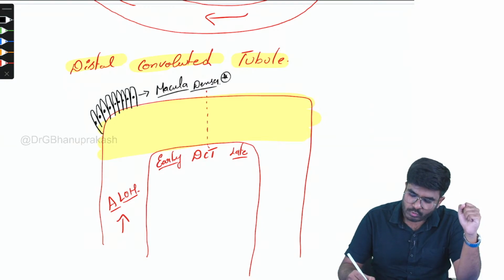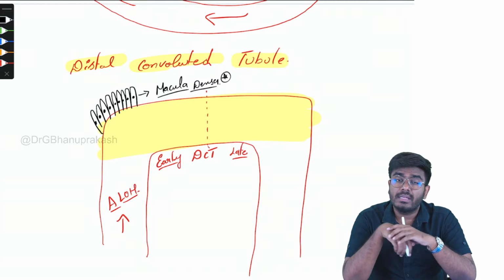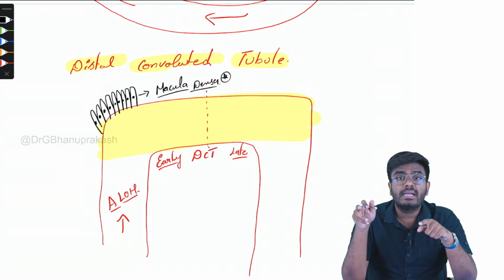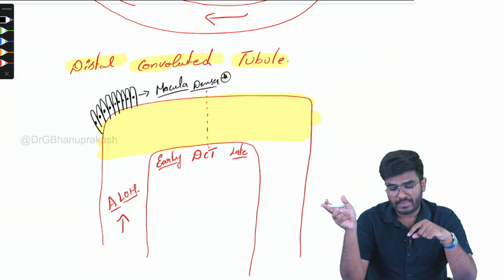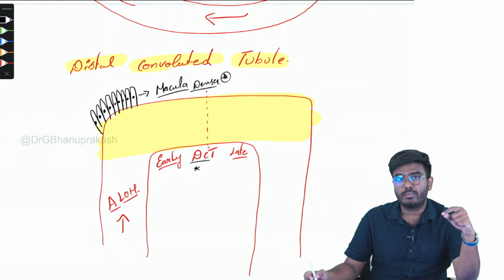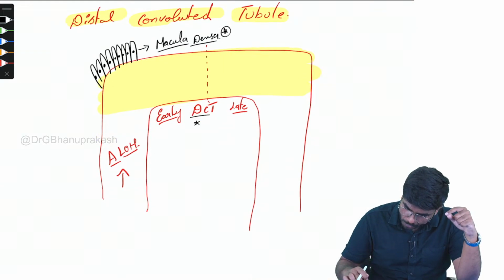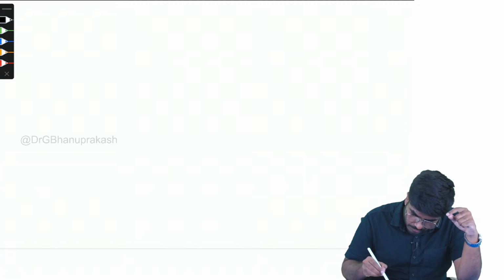This is a repeatedly asked question in your exam. Macula densa is present in which part of the nephron? PCT, loop of Henle, DCT, collecting ducts, collecting tubules. They are present in the early DCT, early distal convoluted tubule. Okay, now after seeing this, let's talk about some important points about the distal convoluted tubule. Let me draw it here.